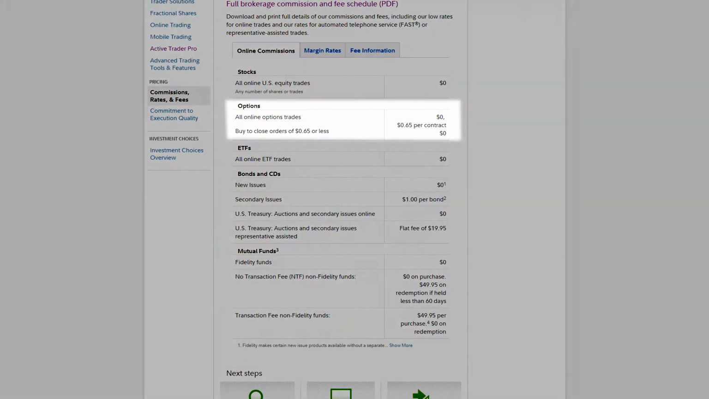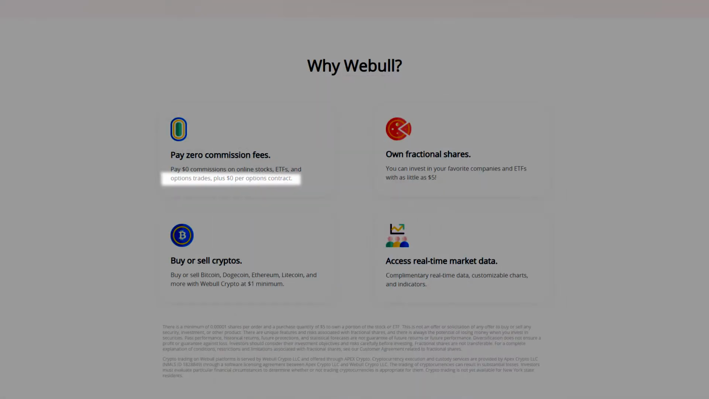When it comes to options trading, Fidelity will charge a contract fee of 65 cents per options contract, whereas Webull doesn't charge you for trading options contracts at all. You will, however, be responsible to pay all the regulatory fees associated with trading options, but that's with every brokerage.